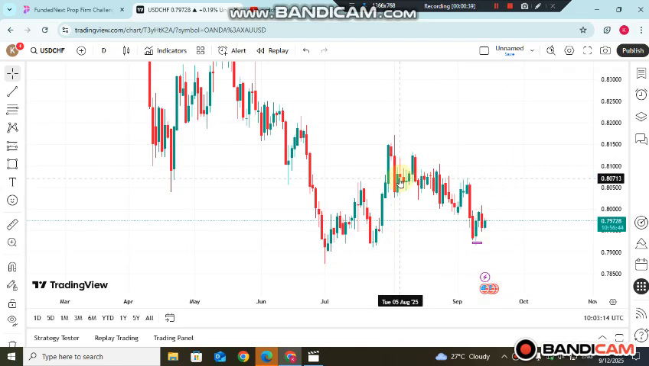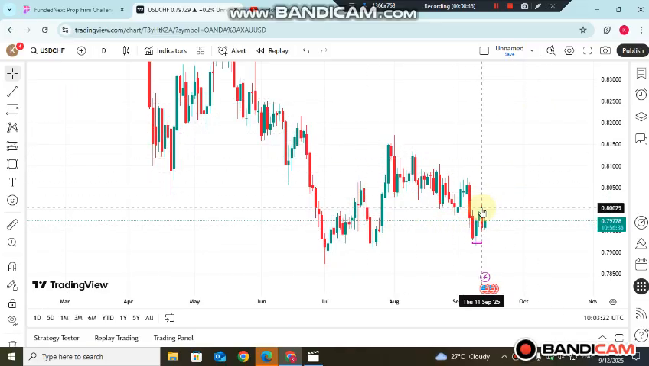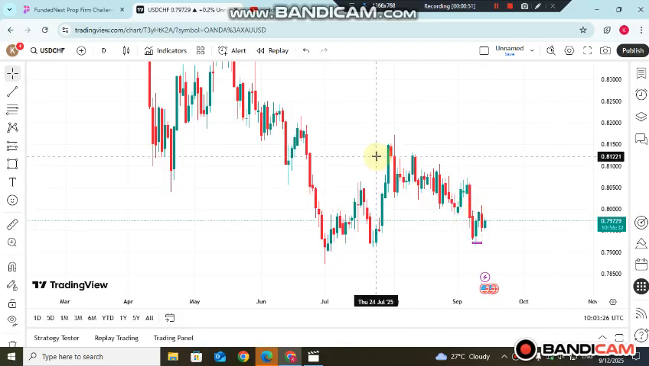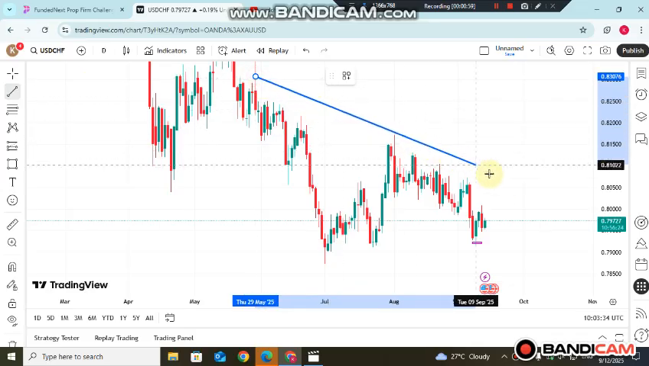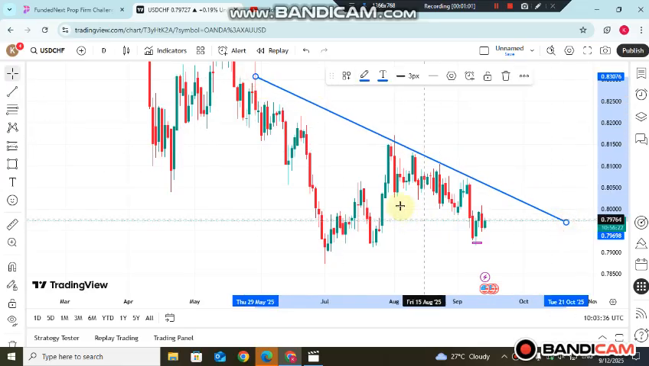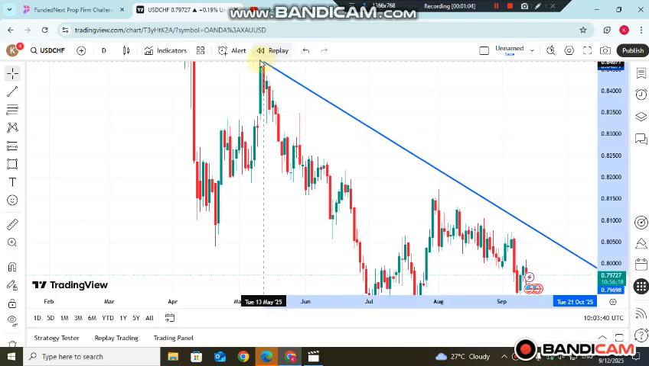So the only thing you should be looking out for right now on USDCHF is what? Buying opportunities. Buy, don't sell. If you sell here, you are going to lose a lot of money. Right now, I'll draw a trend line here for you to see that this market has been going downward for a very long time.